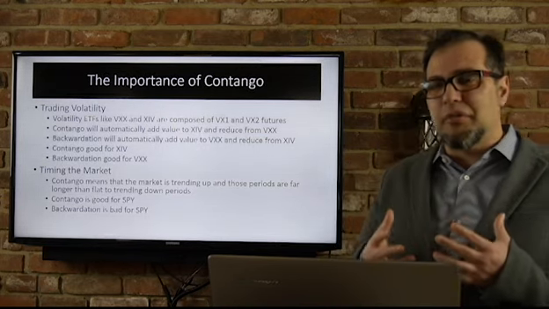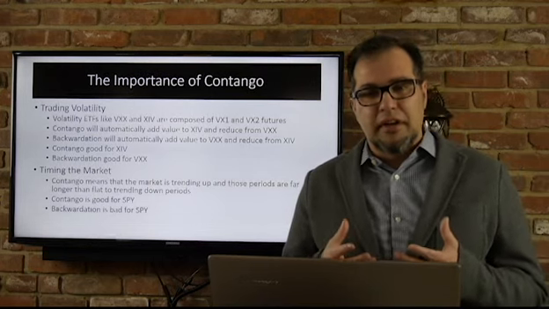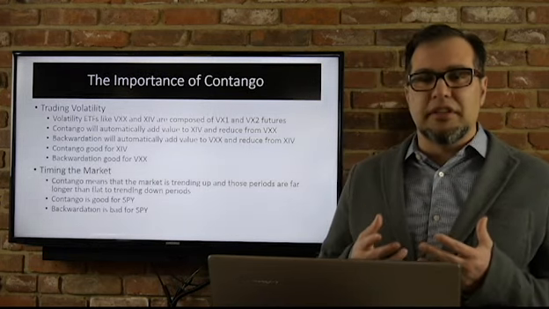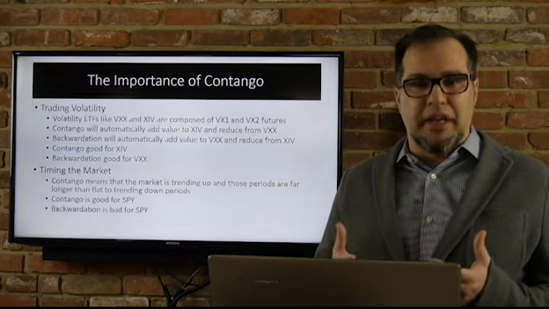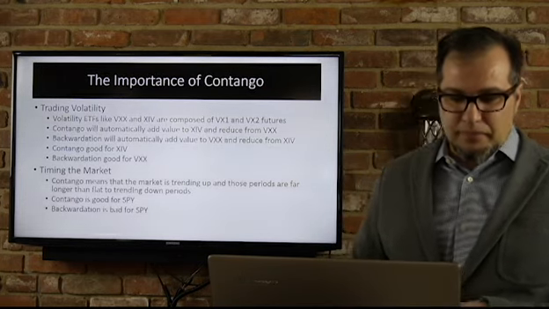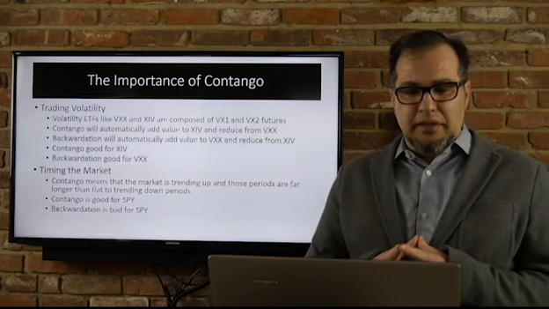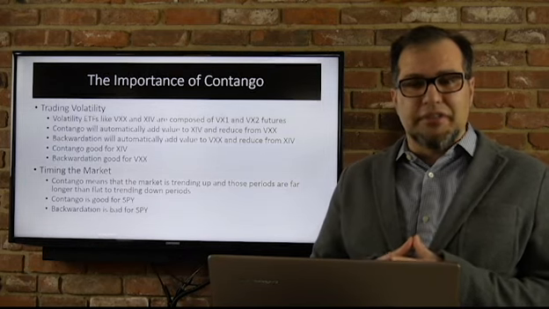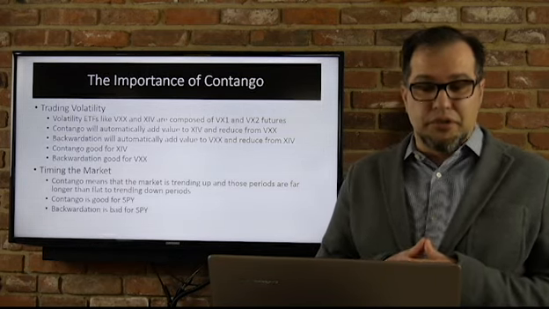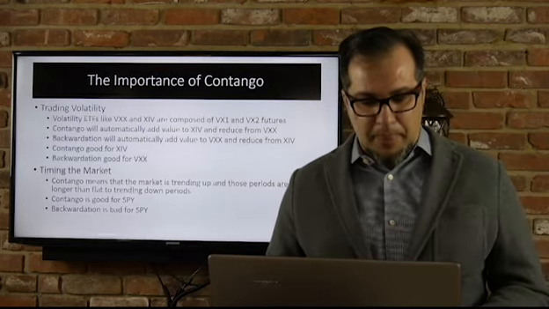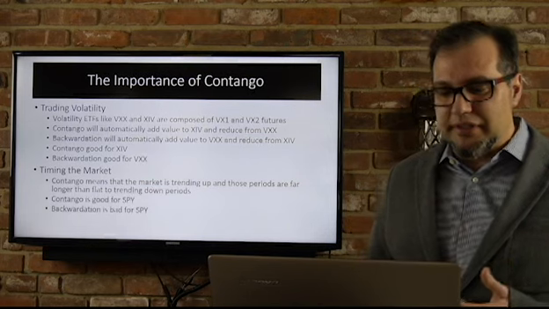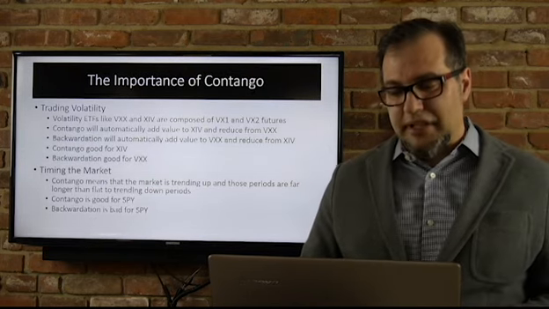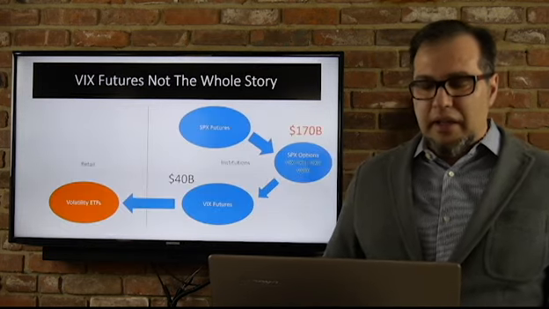So the contango is a very, very important indicator for the volatility ETFs simply because it's a big determinant of their behavior in the near term. So to summarize, contango is good for the XAV and backwardation is good for the VXX. Also, contango is good for the SPY and backwardation is bad for the SPY. So that's kind of a simple way to think of it.